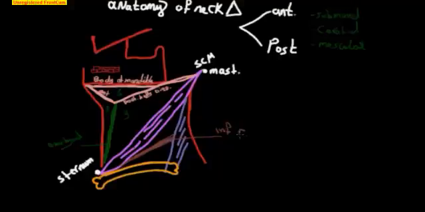So we could see the upper one is called the occipital and the lower one is called the supraclavicular. The upper one, the occipital, is formed of the sternocleidomastoid, the trapezius muscle, and the inferior part of the omohyoid, while the supraclavicular is formed of the inferior part of the omohyoid, the trapezius muscle, and last the clavicle.